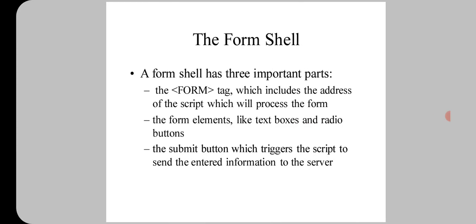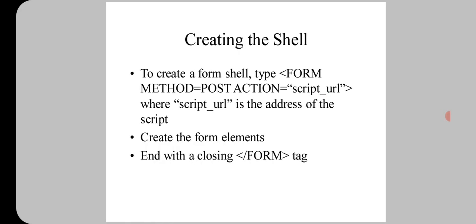So the form shell. What is a form shell? A form shell has three important parts. The form tag, which includes the address of the script which will process the form. The form elements like text boxes and radio buttons. The submit button, which triggers the script to send the entered information to the server. So how to create a form? In this slide, we will explain how to create a form.